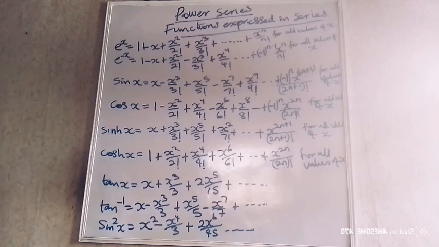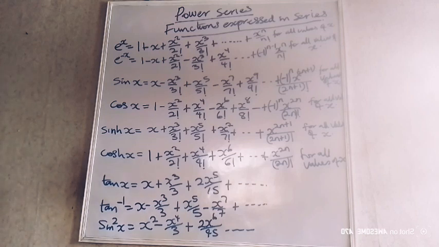Sinh x will be x plus x cubed over 3 factorial plus x raised to power 5 over 5 factorial plus x raised to power 7 over 7 factorial, and continue like that to x raised to power 2n plus 1 over 2n plus 1 factorial for all values of x. Cosh x is 1 plus x squared over 2 factorial plus x raised to power 4 over 4 factorial plus x raised to power 6 over 6 factorial, and continue like that to x raised to power 2n over 2n factorial for all values of x.